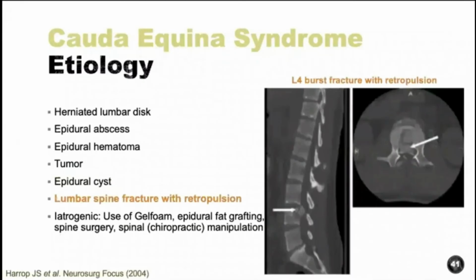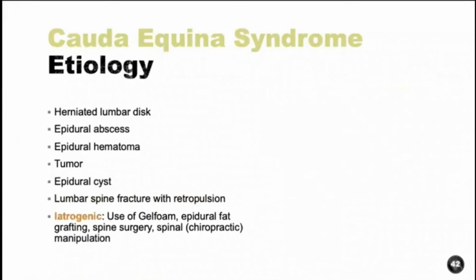a lumbar spine fracture, often a burst fracture like seen here that may be associated with retropulsion, or it could be iatrogenic, and this could be use of gel foam during surgery, placement of an epidural fat graft following a dural tear. It could be from surgery itself, or it could also be from chiropractic manipulation.